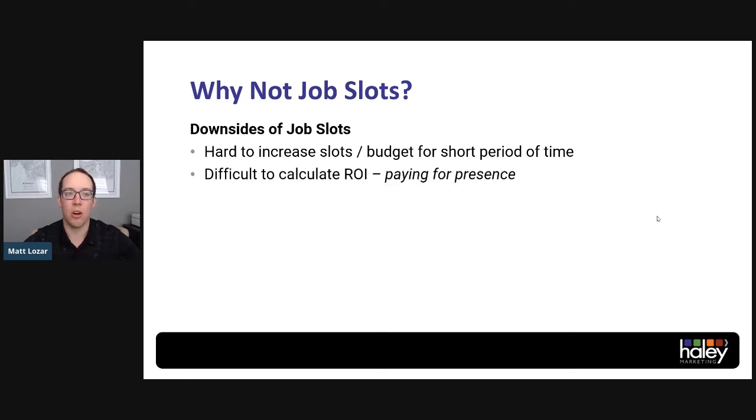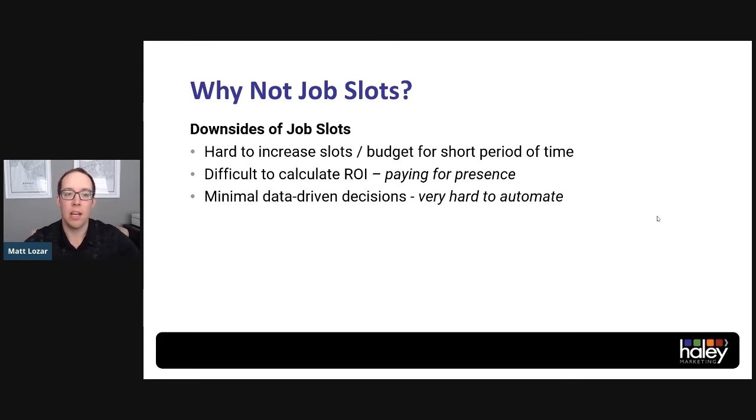Difficult to calculate ROI. You're going to pay the same amount every month, regardless of results. Paying for presence, not for performance. I have that $1,000 spend, 20 job slots. If I get 1 application or 1,000 applications, my bill at the end of the month is $1,000. So it's important to understand it's not a pay for performance model. It's a pay for presence model, which is okay. At times that can work really well.